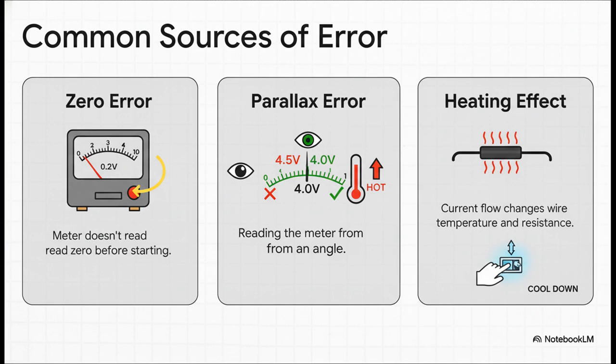A zero error is simple. Your meter just isn't starting from zero. Parallax error happens when you read the scale from an angle instead of looking at it dead on. But the heating effect is the most subtle one. As current flows, the wire gets hotter, and that actually changes its resistance. A top tip to reduce this is to use a really low current, or even better, switch the circuit off between your readings.